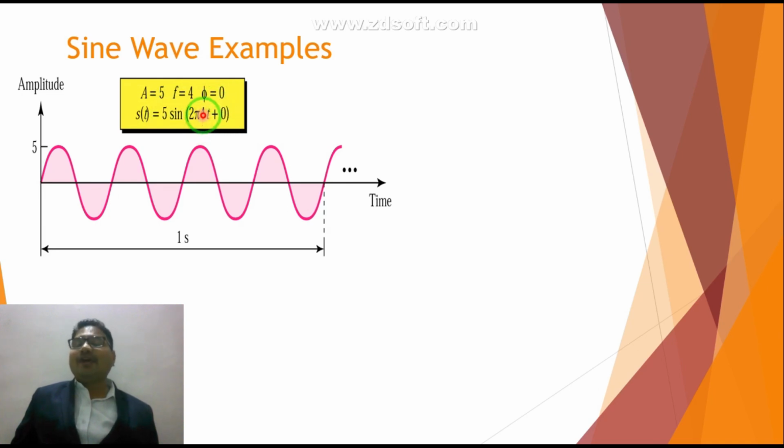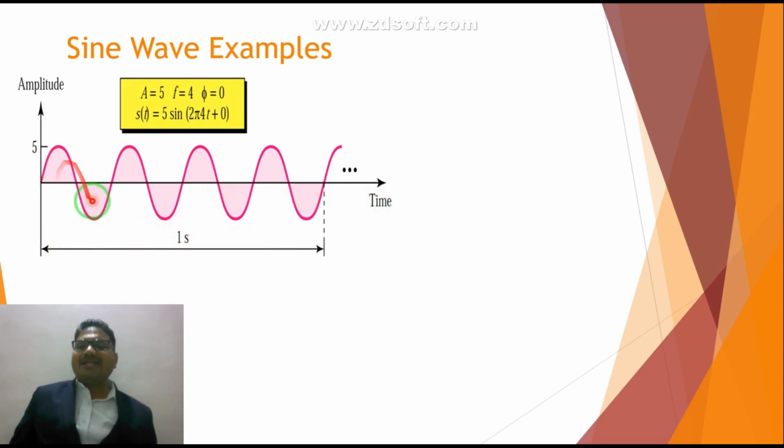Omega, in the sense, what? Angular frequency, and omega is equal to 2 pi f. And A is nothing but your amplitude. So you can see, take this example. This is a sine wave whose amplitude is 5 volt, and this is your time axis, the x-axis, which is of time duration. So you can see it is of 1 second.